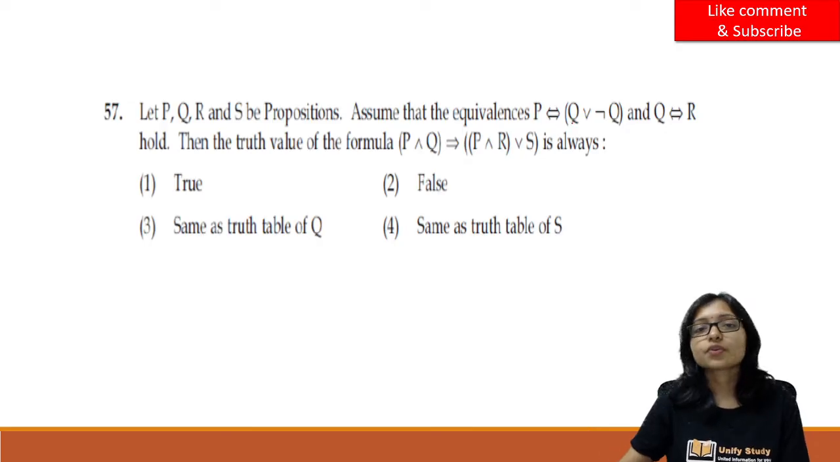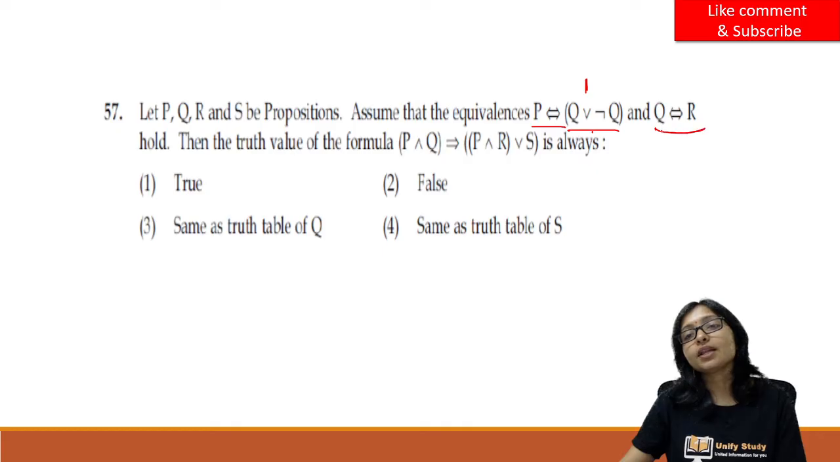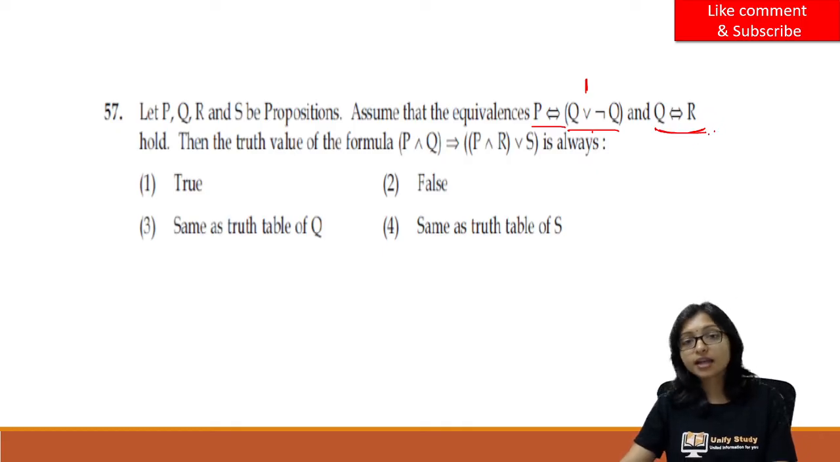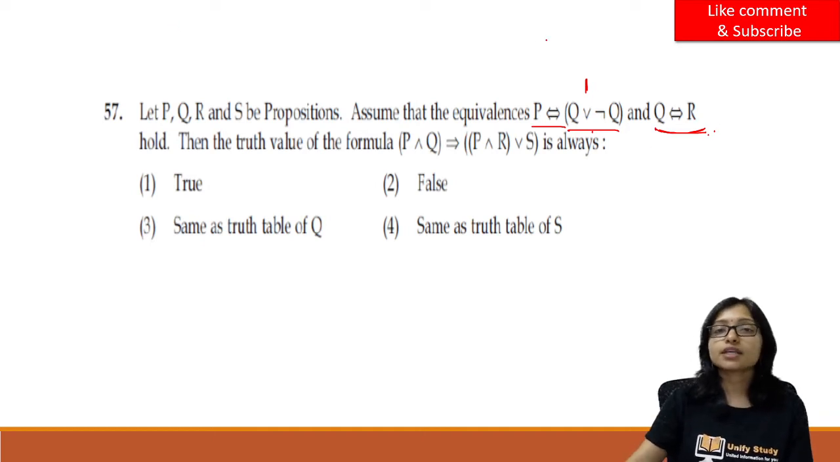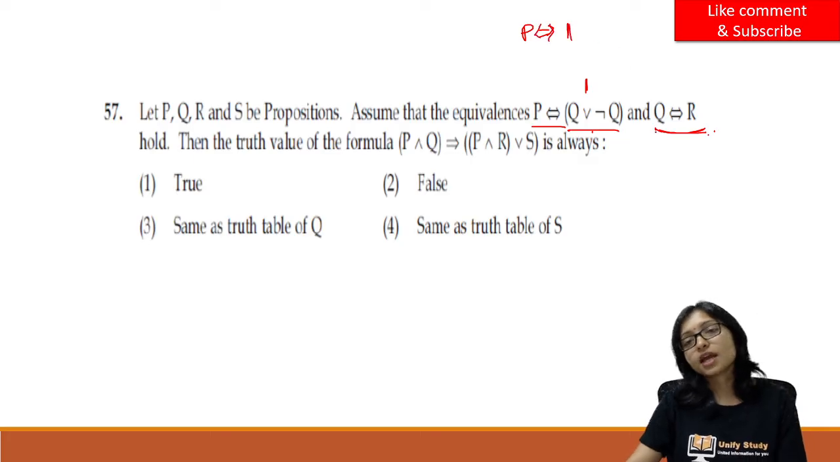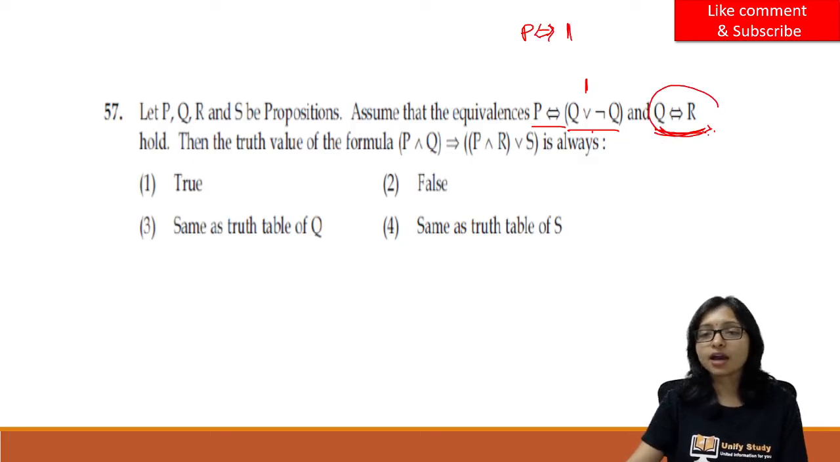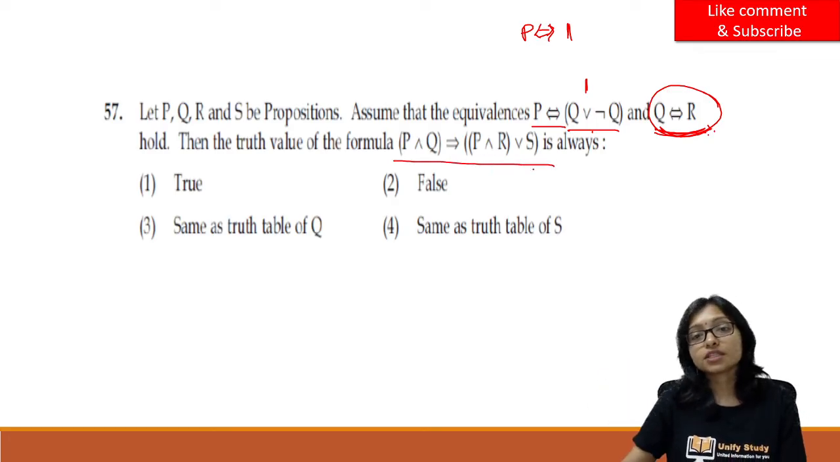Yes, let's do it. So what is given here? P double implication (Q or Q bar). Q or Q bar means what? That is 1 actually. And Q double implication R means in the place of Q I can write R, and in the place of R I can write Q. So from here I got two things. In the place of P I can write 1 actually, and in the place of Q and R I can write vice versa. Now I need to solve this equation.